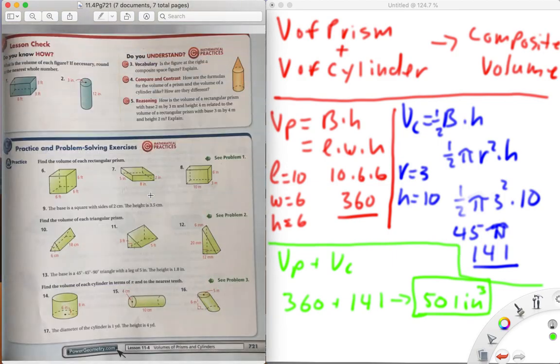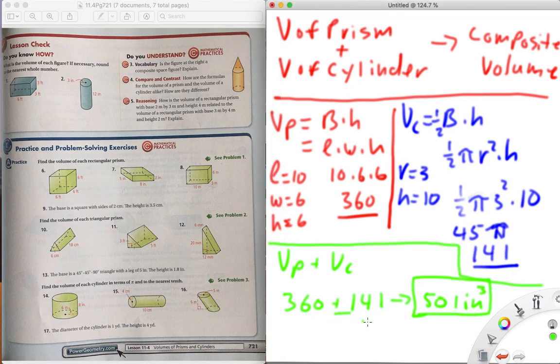So we had two volumes, the volume of the prism and the volume of the semi-cylinder. We got the volume of the prism as length times width times height, which is 10 times 6 times 6, which gives me an overall volume of 360. We did the volume of the semi-cylinder as 1/2 base times height, which is 1/2 pi r squared times the height, which gave us a volume of 141. And we just added those two together to get 501 inches cubed.